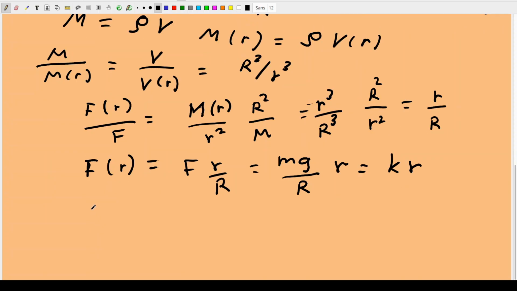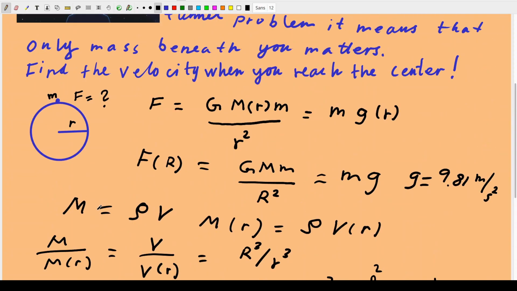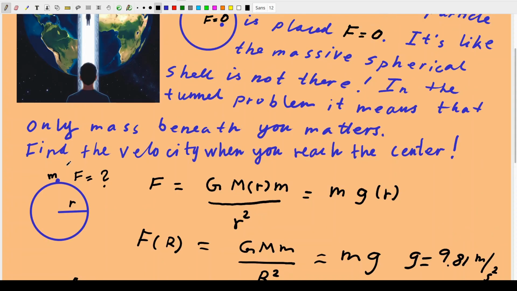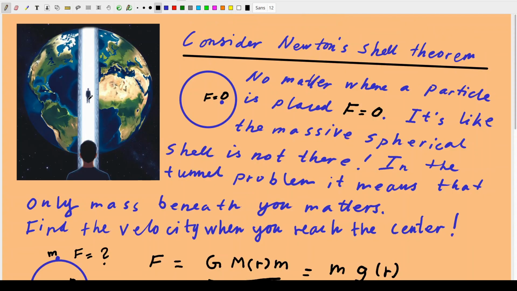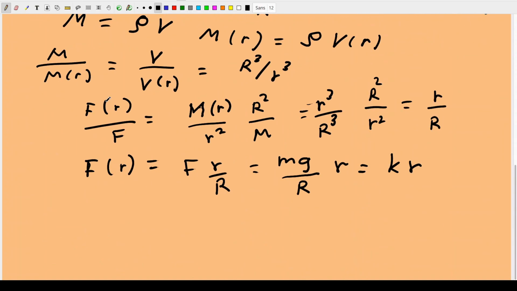And now we would like to know the velocity. So we know the force for any r, from r equals 0 all the way here. We know the force all the time, and also here, if you'd like to know that. But the question is, what is the velocity here? So a neat trick here, sure, I could say this is just a spring equation, right? Something like that.